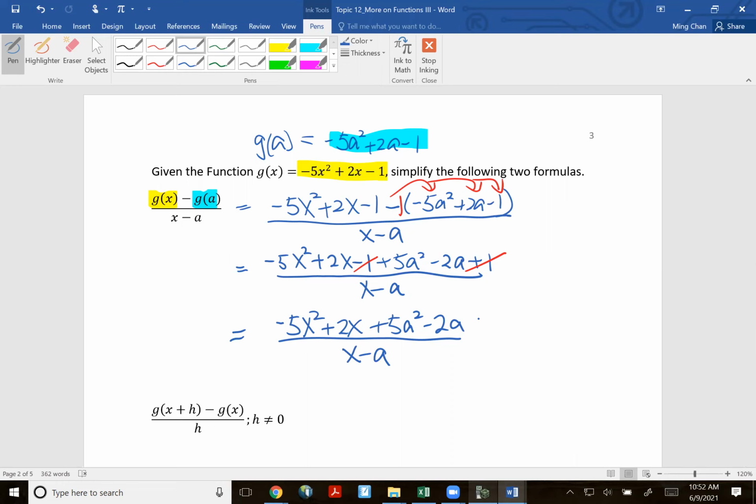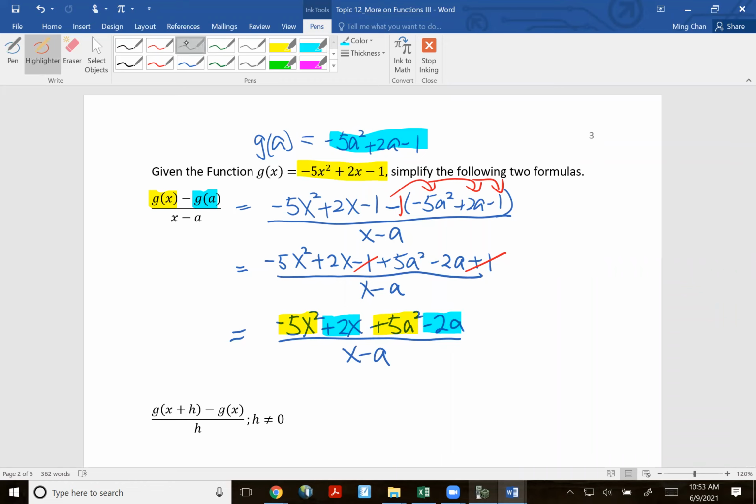But how do I go about factoring by grouping? How do I group them? The biggest hint is right here in the bottom. Remember, the bottom wants to have x minus a, right? So that means the way I group them, I must group x and a together. So I'm gonna group those two square terms together. Then I'm gonna group these two terms together and I'm gonna make sure the x is in the front.